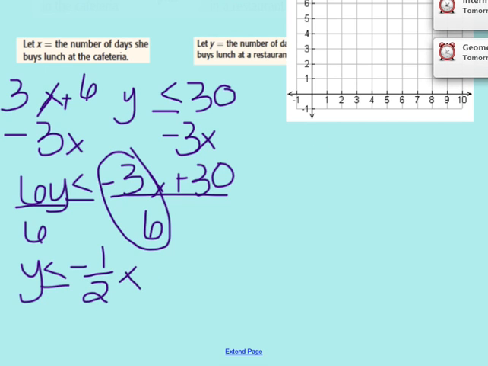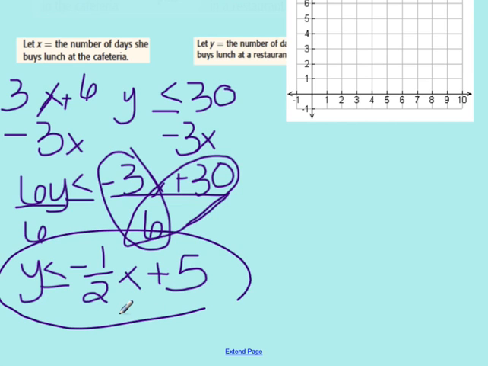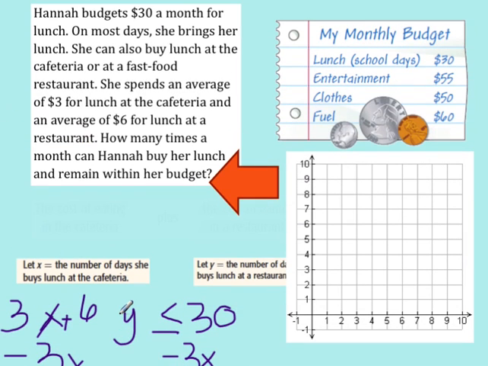Then what I'm going to do next is I am going to go ahead and divide 30 divided by 6. And that's going to give me 5. So this is my equation right here that I can graph. Okay, so y is less than or equal to negative 1/2 x plus 5. So let's go ahead and let's graph that.